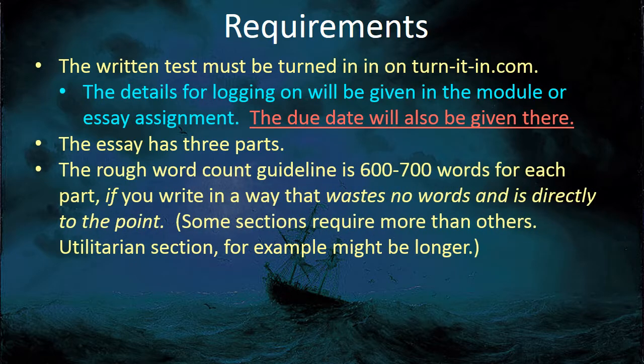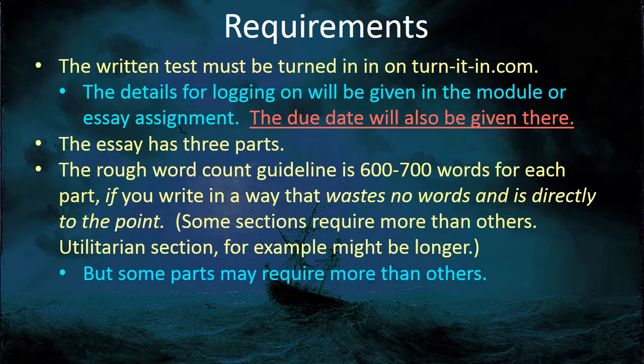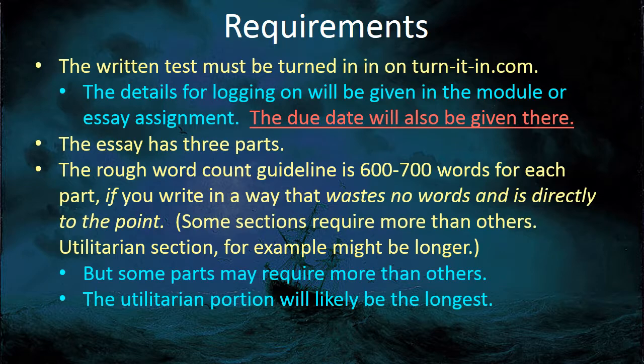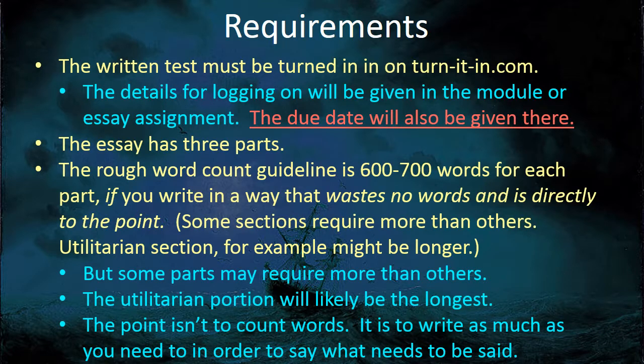The rough word count guideline is 600 words for each part if you write in a way that wastes no words and is directly to the point. But some parts may require more than others. The utilitarian portion will likely be the longest. The point here isn't to count words. As with all good writing, the point is to write as long as you need to in order to say what needs to be said. I don't grade directly on word count, but on whether or not you express everything that needs to be expressed.